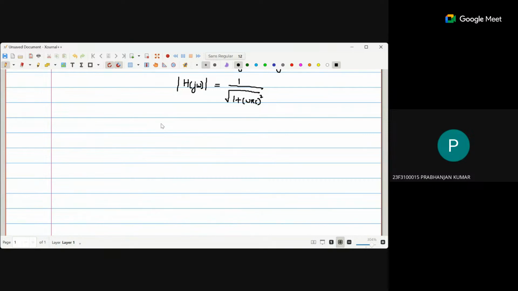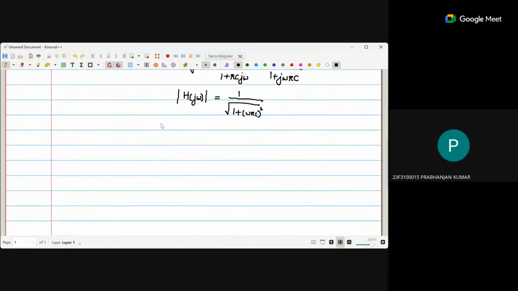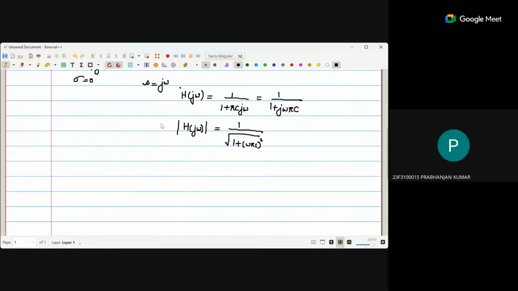When you are taking the magnitude of H(jω), the right side is the quotient, correct? The right side is the ratio of 1 by 1 plus jωRC, correct? Yes. So do you need to do the rationalization and then take the modulus, or can we take the denominator directly? You have the complex number only in the denominator, right? Yeah, but then the modulus cannot be taken directly, no, for a denominator.